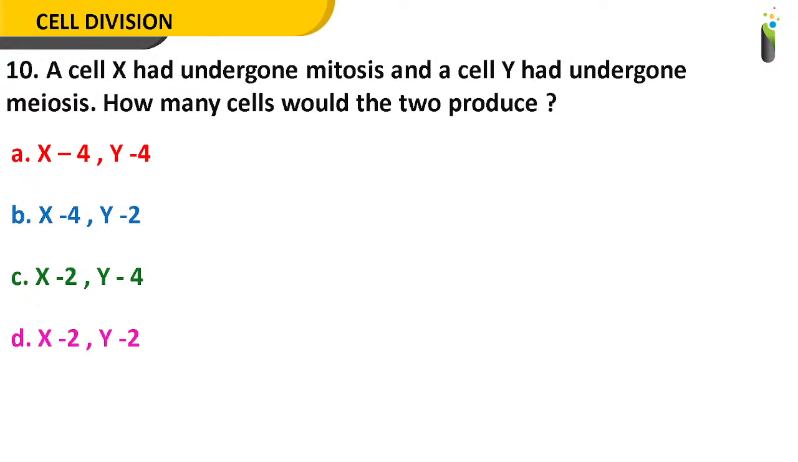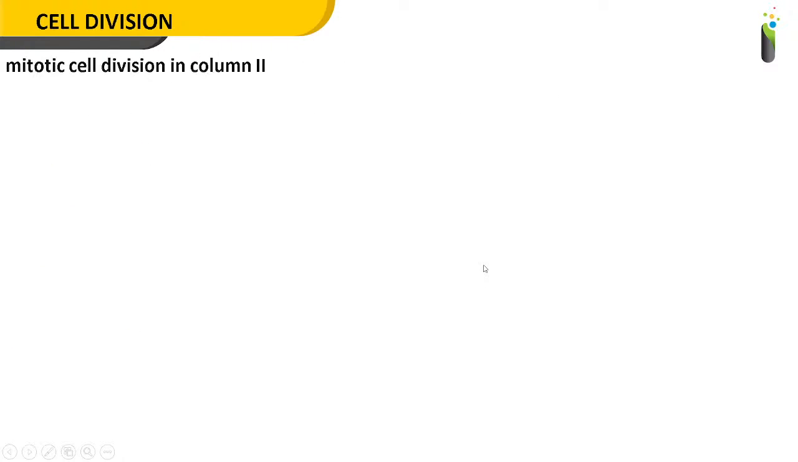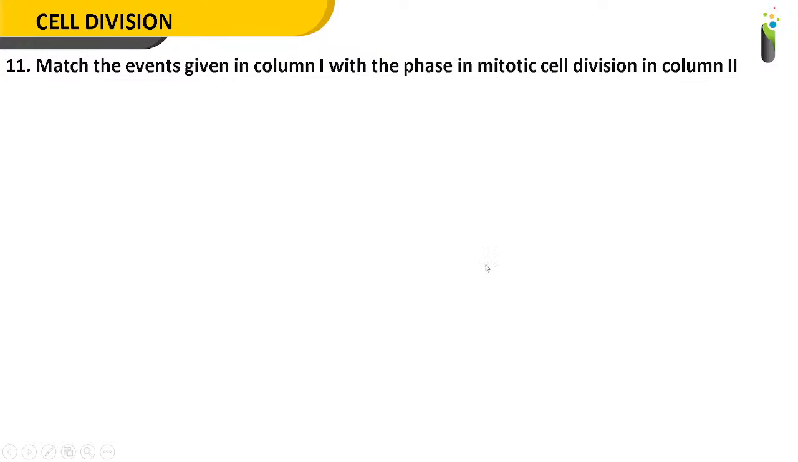The perfect answer for this question is C. Okay, because a cell, when it undergoes mitosis, it produces two daughter cells, and the cell that undergoes meiosis produces four daughter cells. So the perfect answer for this question is C. Coming to the next question, number 11.